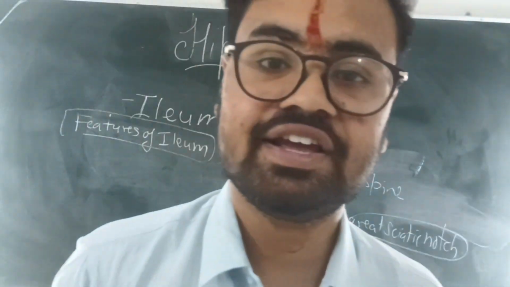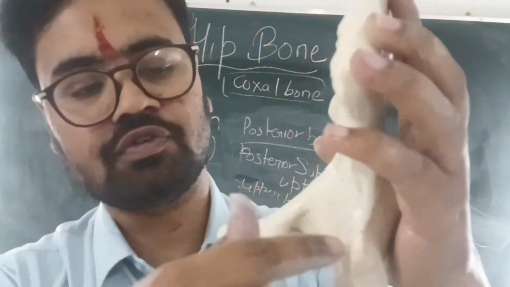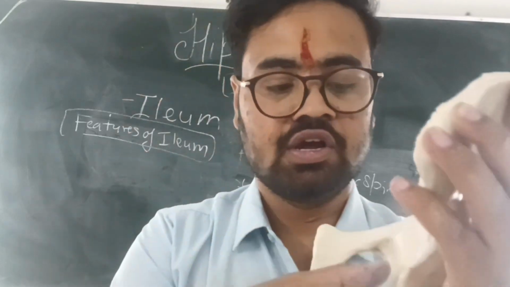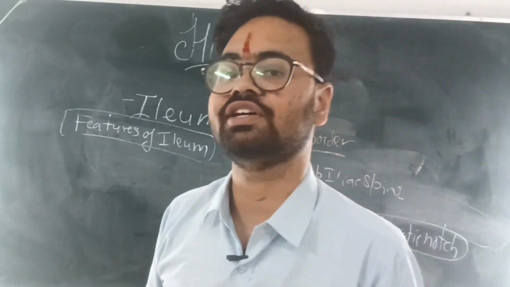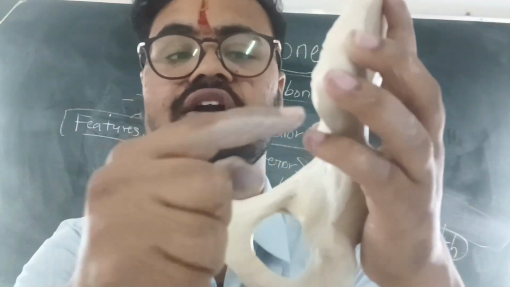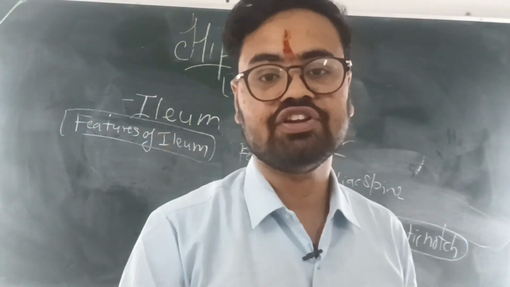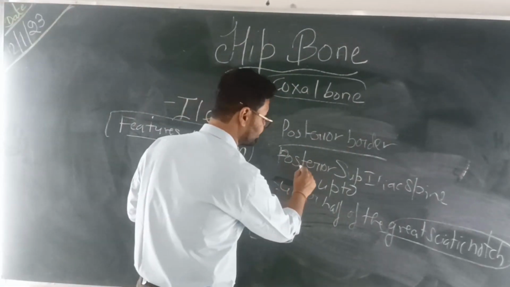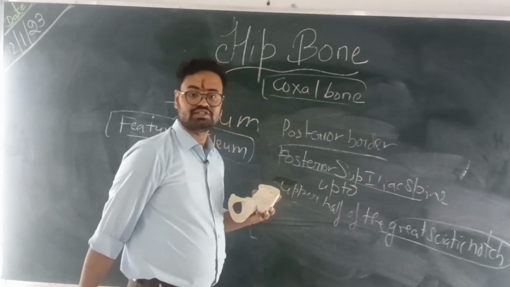the sciatic notch. Why upper half of the sciatic notch? Because the lower half of the sciatic notch consists of the ischium bone. The ischium bone starts from there, so the posterior border of the ilium rises only up to the upper half of the sciatic notch. So posterior superior iliac spine up to the upper half of the greater sciatic notch.